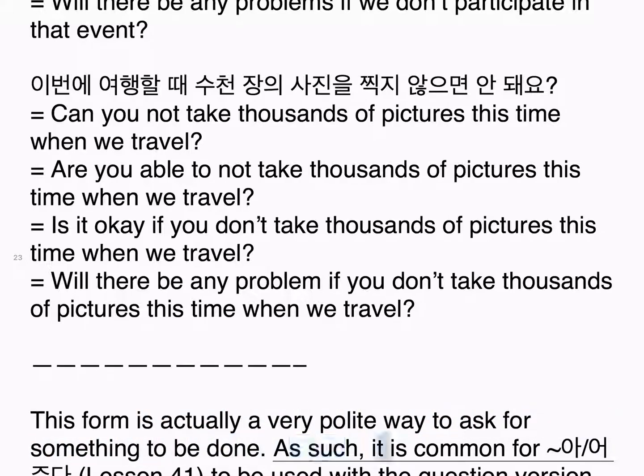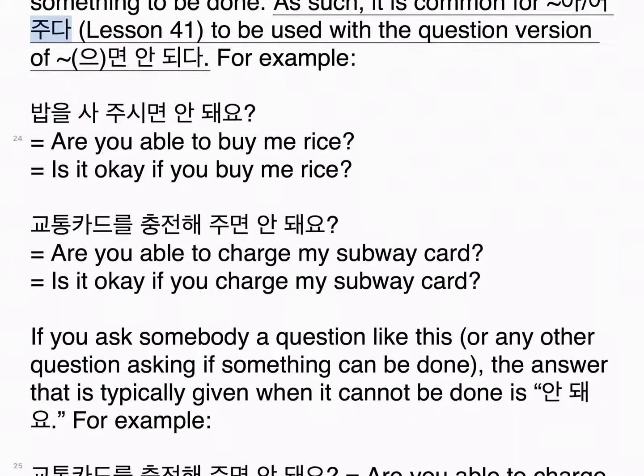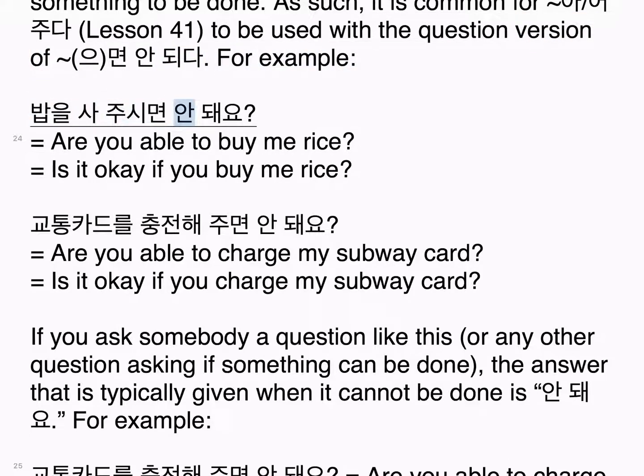As such, it is common for 주다 to be used with the question version of 으면 안 되다. For example, 밥을 사주시면 안 돼요. Are you able to buy me rice equals is it okay if you buy me rice? 교통카드를 충전해 주면 안 돼요. Are you able to charge my subway card equals is it okay if you charge my subway card?